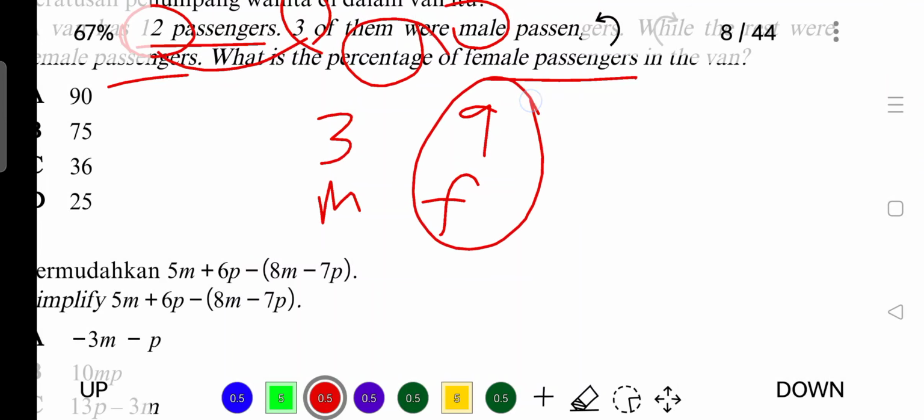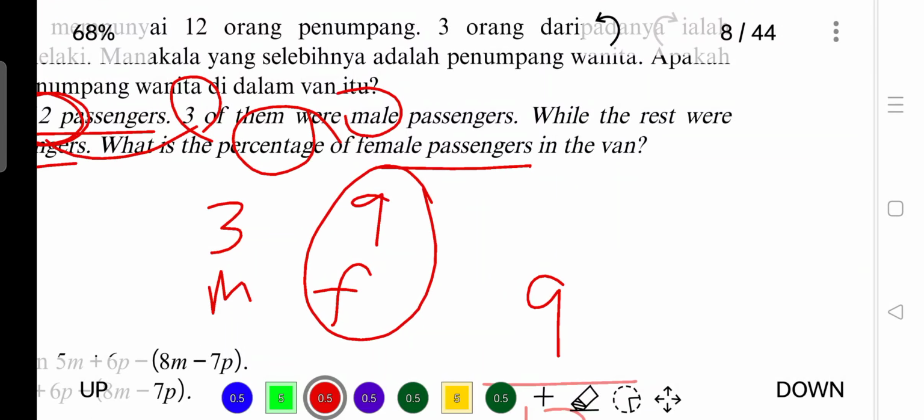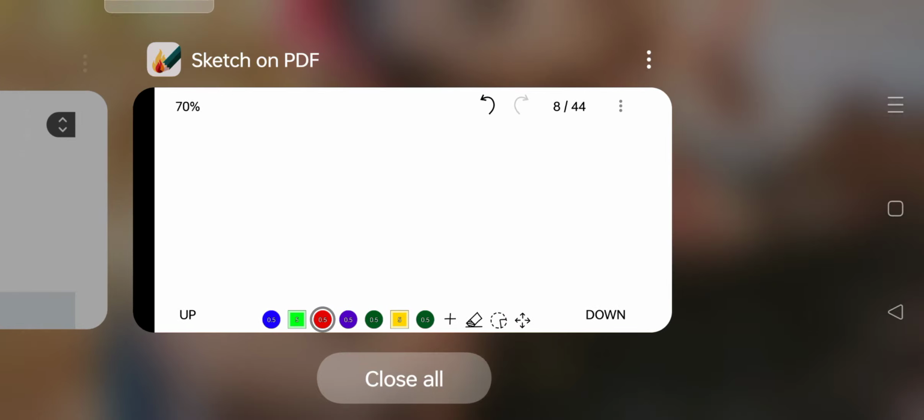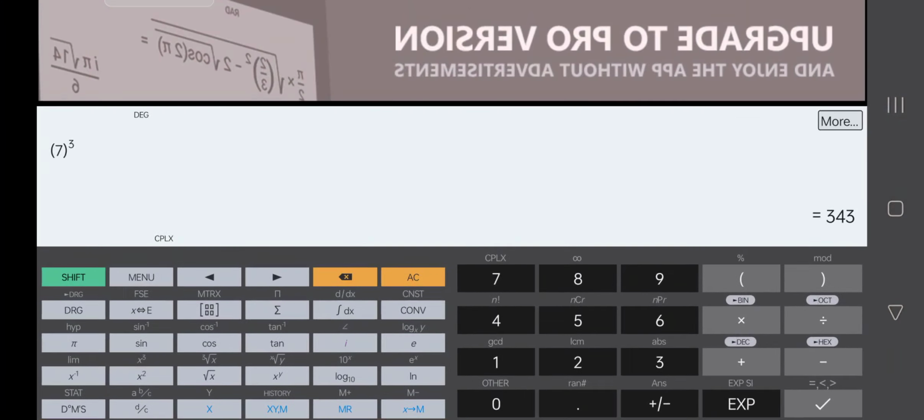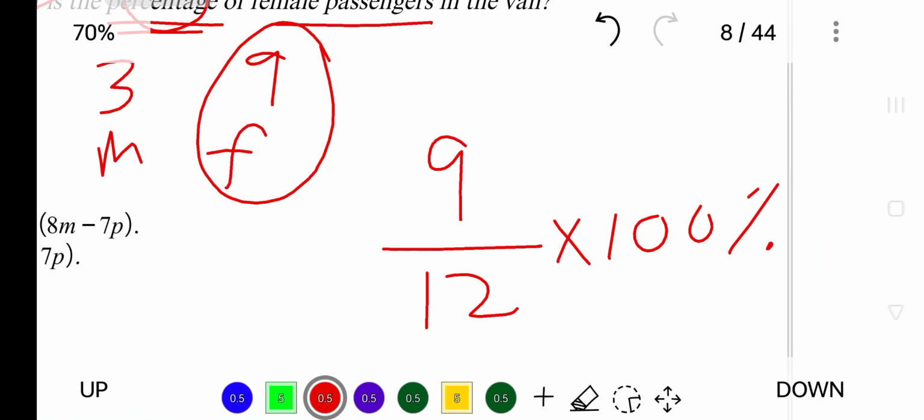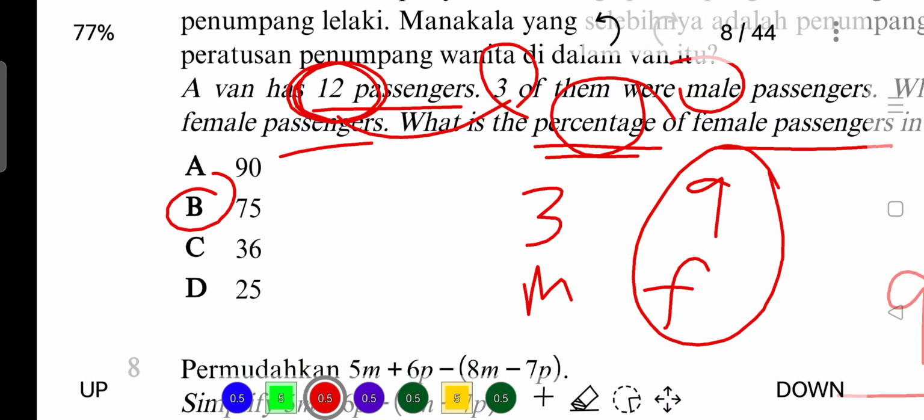So what we're going to do is, we're going to take 9 over the total. What is total? 12. And what do they want? They want a percentage. If they want percentage, we're just going to times it with 100, right? So 9 over 12 times by 100, we will get 75%. Do we have that? Yes. Okay, there's another way of doing it.